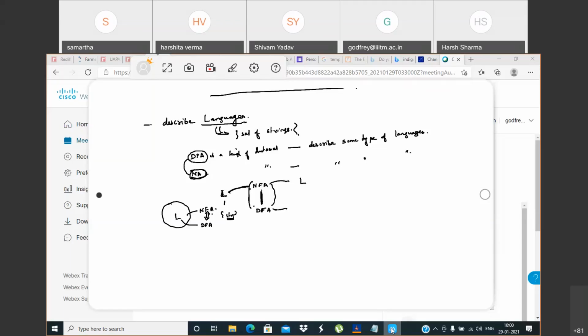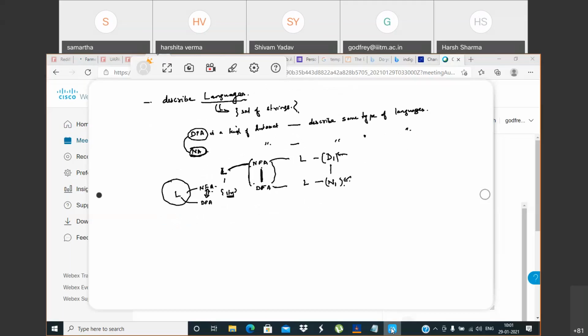You have a language L and you have D1, which is the DFA that describes this language. Now you have N1, which describes the same language L. Then we say that these two are equivalent. The same set of strings accepted by this DFA should also be accepted by this NFA, and any other string should not be accepted by the DFA, and the same should be valid for the NFA also. Then we say that this NFA and DFA are equivalent.